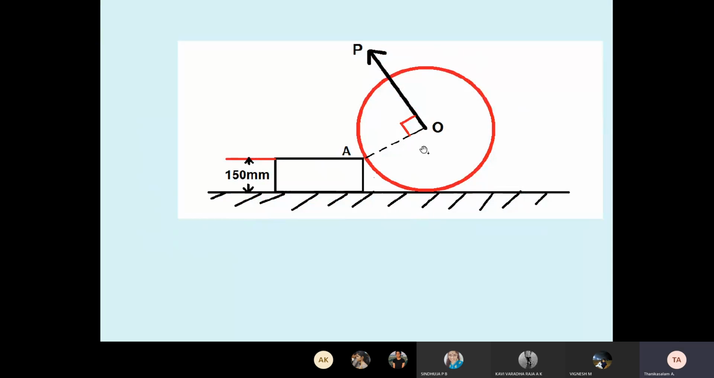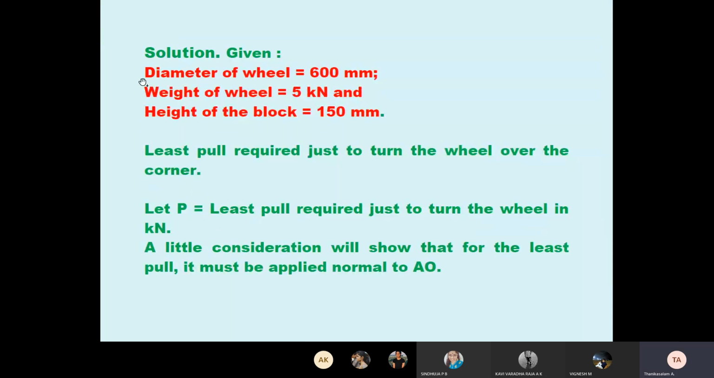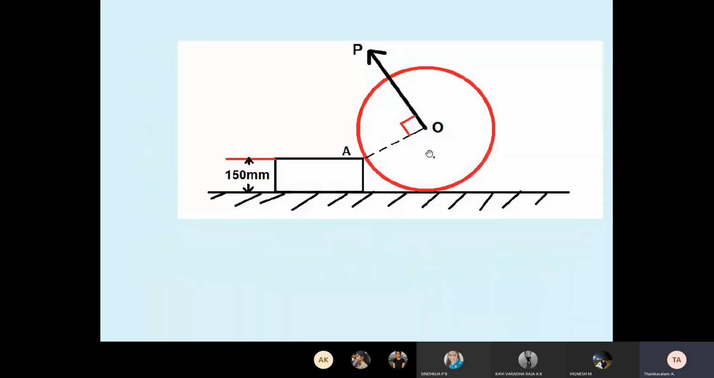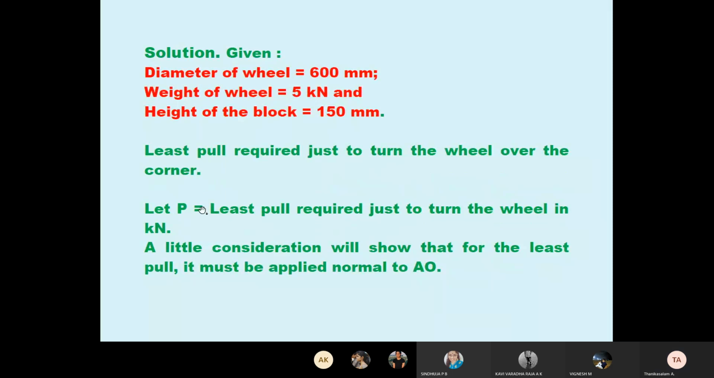Okay. So the given data: diameter of the wheel 600 mm, weight of the wheel 5 kilonewton, height of the block 150 mm. Then the least pull required just to turn. See, when turning, the wheel is in contact at A only. If it is lifted, it is a movement, so there is no contact at the surface. Only at point A it is in contact. So P is the least pull required just to turn the wheel.